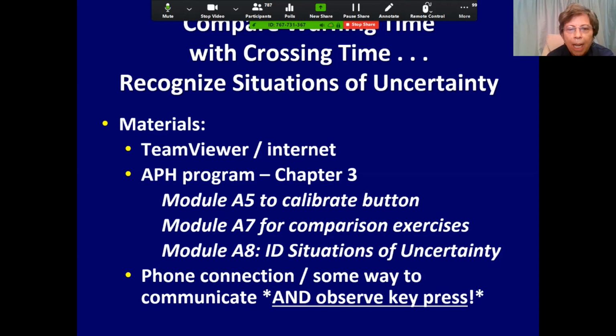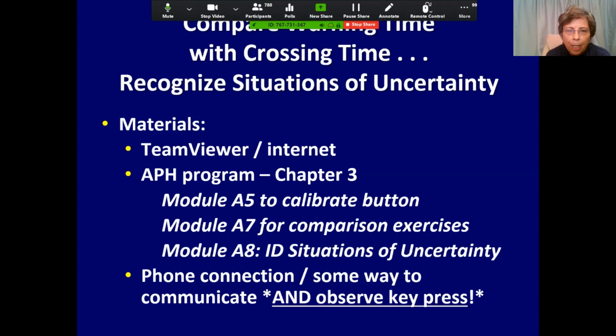So I used module A5 to calibrate the button. I used module A7, which has exercises of listening to approaching vehicles and having him press the button when he thinks he hears something coming, and then compare that warning time with his crossing time. And then module A8, once he gets good at that, he listens to about half a dozen approaches, and then he has to figure out what the range of warning times is, and whether that is a situation of uncertainty or not.